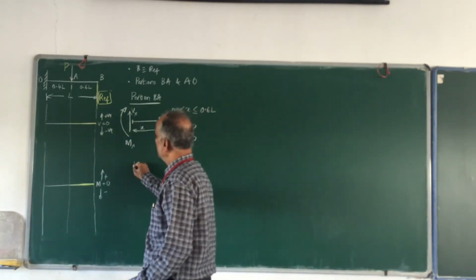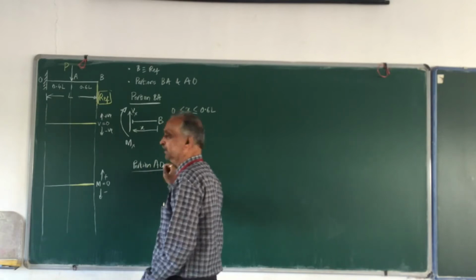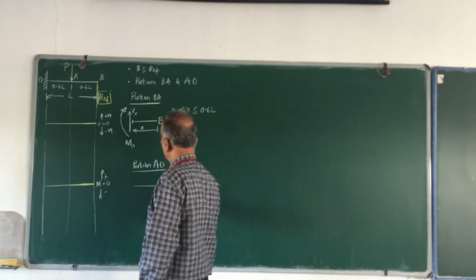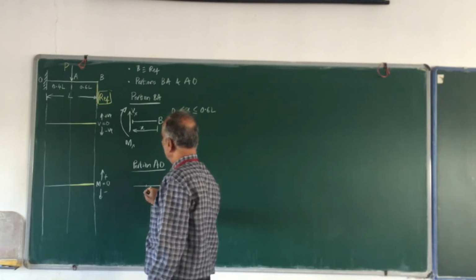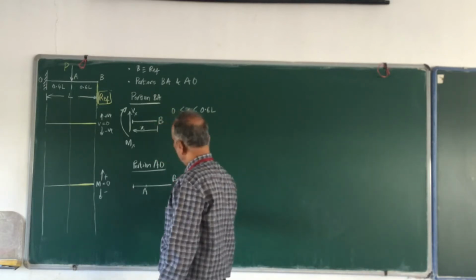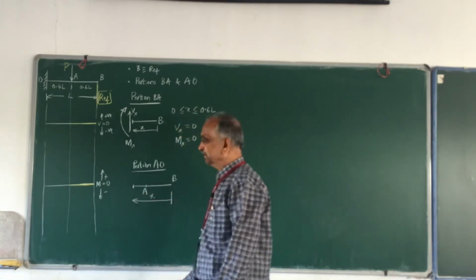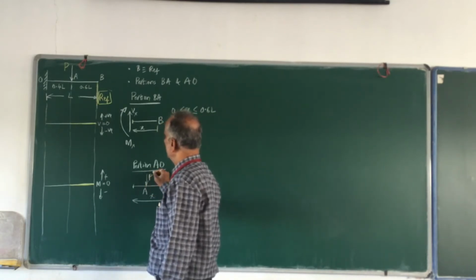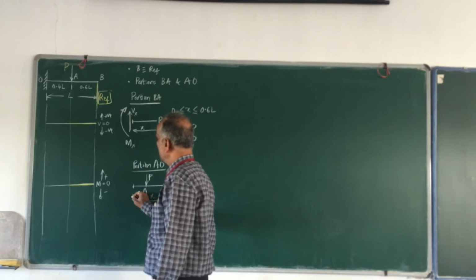What is the next one? Portion AO, from A to O. Take a section between A and O. This is what I would like to draw. I am taking the right hand side portion. Here is B, this is my end A, and this is where I have taken the section. This is my reference, and therefore the section is at a distance x. Any other load? Yes, I have one load here at point A, equal to P kilonewton. What is this distance? You may require it later on, so just write it down.